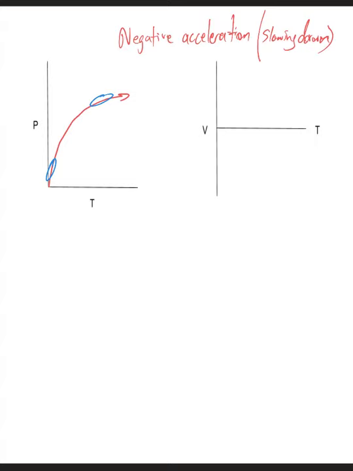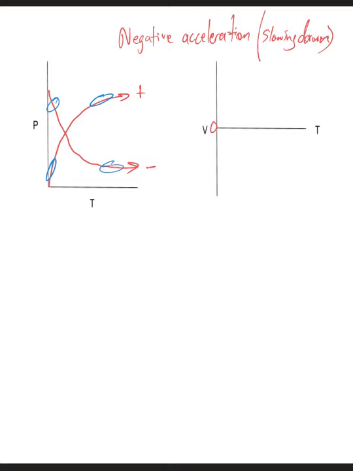Another way of showing negative acceleration on a position time graph would be a line like that. The slope at the end is less steep than the slope was at the beginning. The only difference between those is this is negative acceleration in the positive direction going away from the origin. This is negative acceleration in the negative direction going back towards the origin.